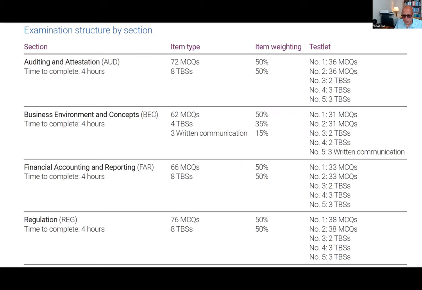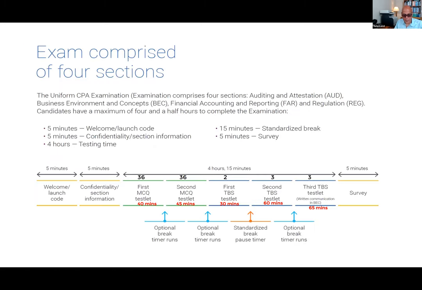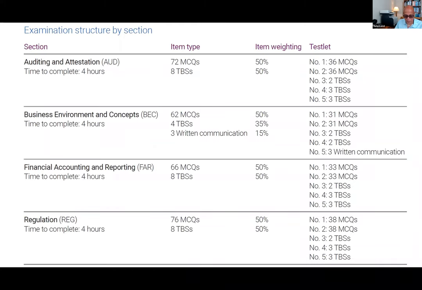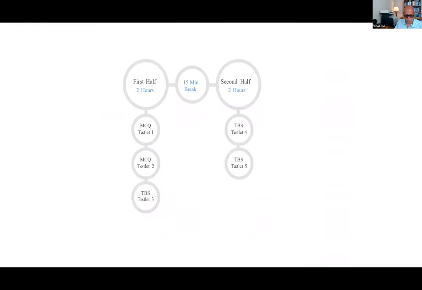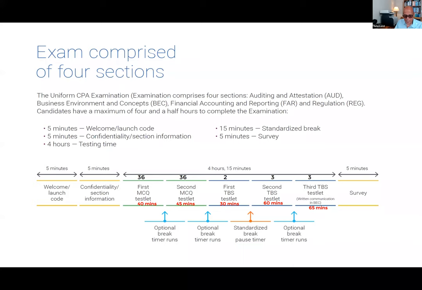Now, the reason this is all important is that the examiners, I didn't come up with this, are the ones that told you half of the exam is constituted of the first three testlets and the second half is constituted of the last two testlets. Well, this is useful information to us because it gives us a sense as to how much time we should spend. Now, I've done this for the auditing exam here, but for the BEC exam, let me just put BEC up in here.